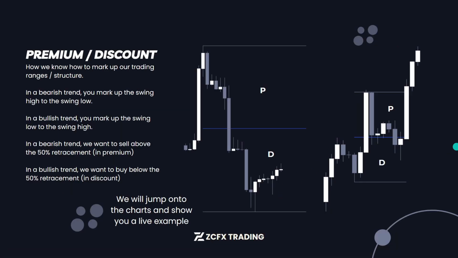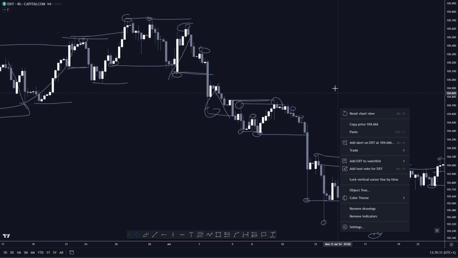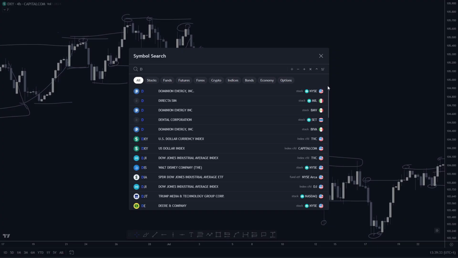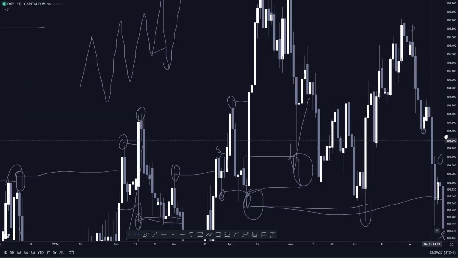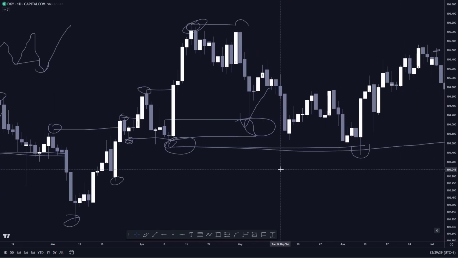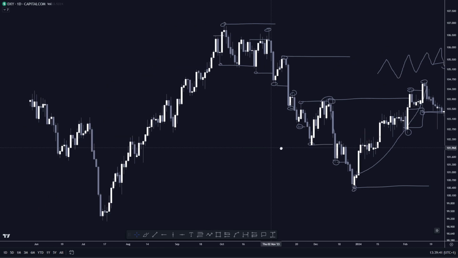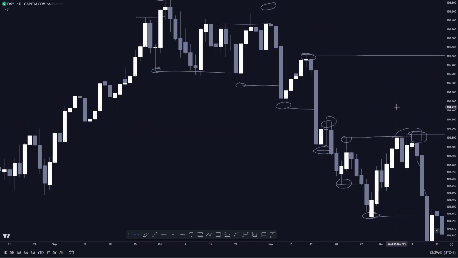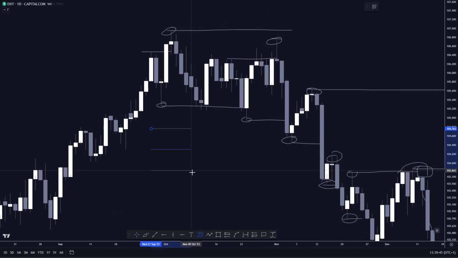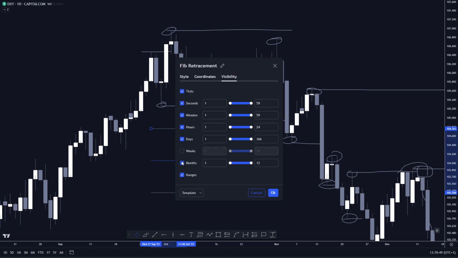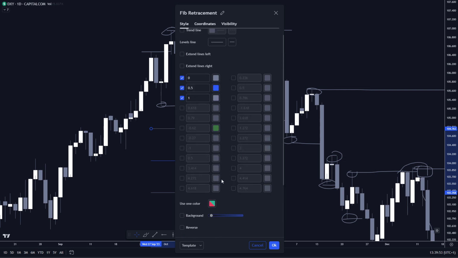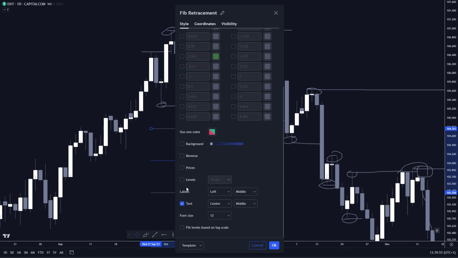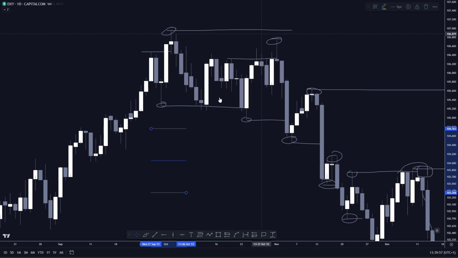And I'll just quickly pull up the chart and show you guys. If we go to the daily time frame, we'll start off where we were. The premium discount is your Fibonacci tool. It looks like that. Double click. As you can see, all I have is 0, 0.5 and a 1. That's all my settings. If you want to copy it, you can.